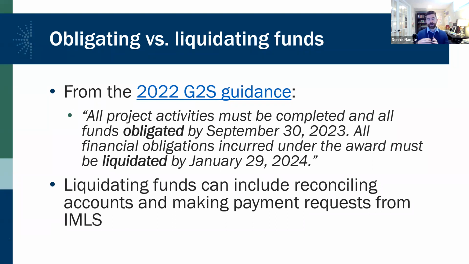So I hope that clarifies that we're still looking at, from a time period, activities and charges obligated within the allowable period of performance. As long as they've been obligated and you can demonstrate that the activity took place before September 30th, that's fine. And then you have from October 1 to January 29th to actually do the liquidation. And liquidating could include reconciling accounts, making final journal adjustments or journal entries related to things, again, that occurred within the grant period, and then making payment requests from IMLS to make sure the balance is zeroed out or the balance just matches what you've actually spent of the award.